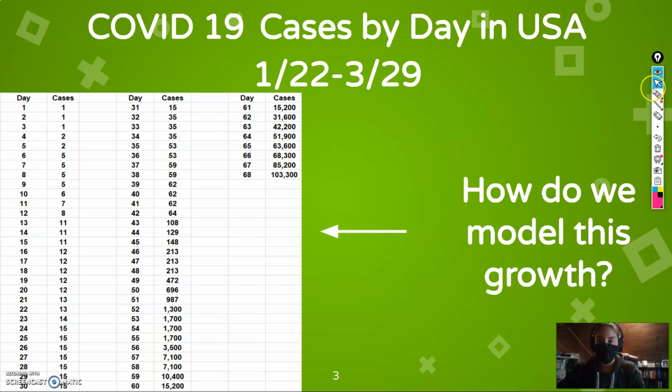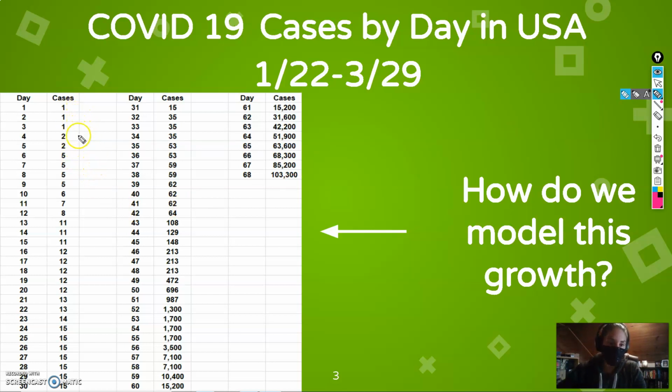So the question we have is, how do we model this kind of growth? You know, the functions that we know of so far, we know of linears, we know of polynomials, we know of square roots, and we know of rationals. None of those are really going to help us with this kind of growth that we're seeing.